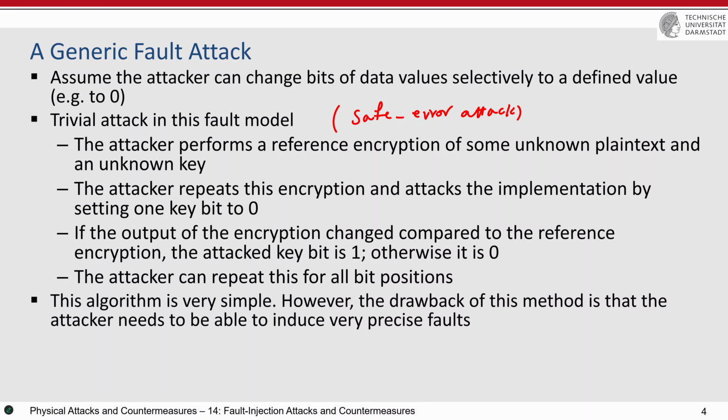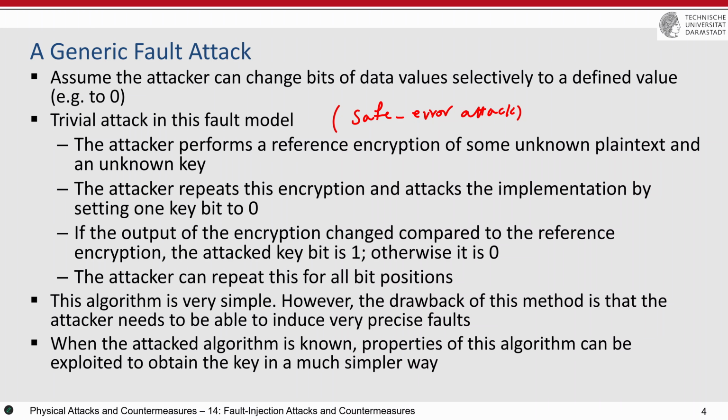But of course, the problem is that it needs a very particular and precise fault model, and you need particular facilities to inject the fault. And most of the time, this is not possible in practice, in most of the devices, because you have to control exactly which bit you are changing, and you have to also make sure that you are doing it as a stuck at 0 or as a stuck at 1.